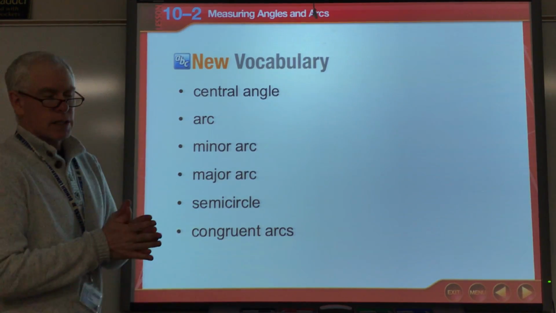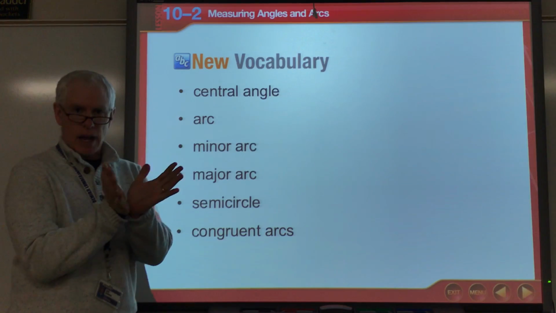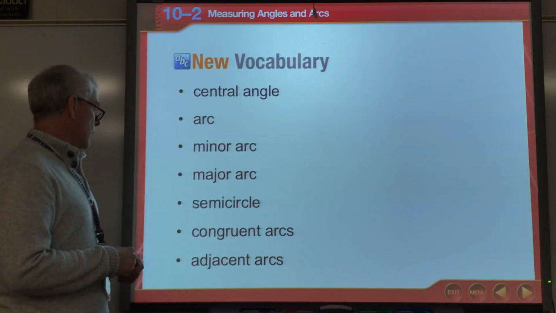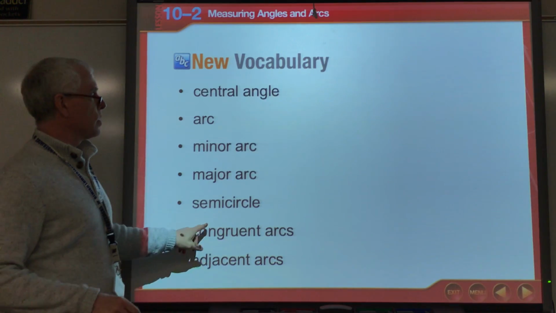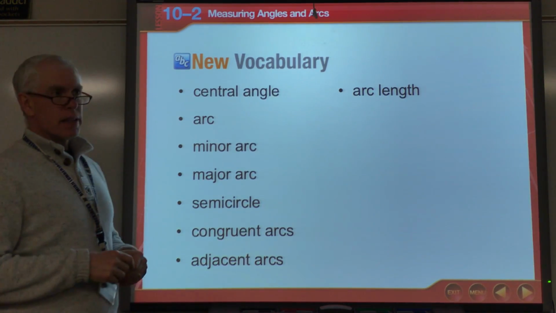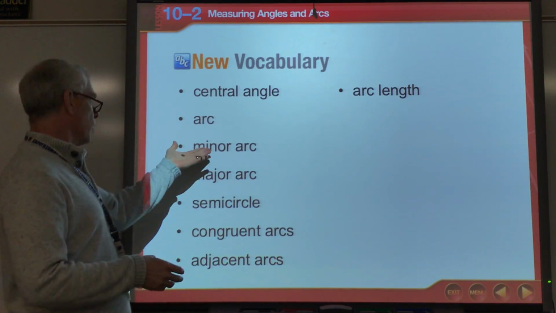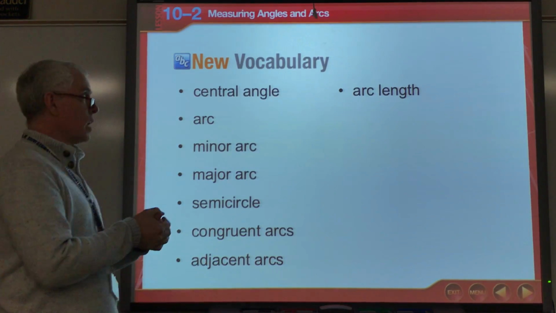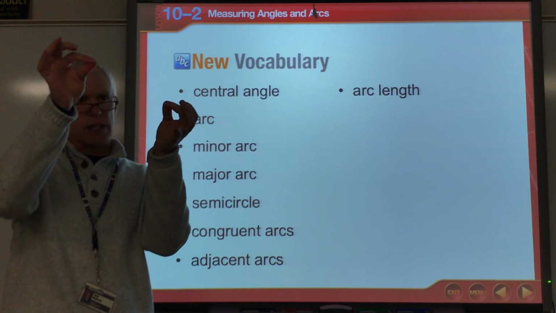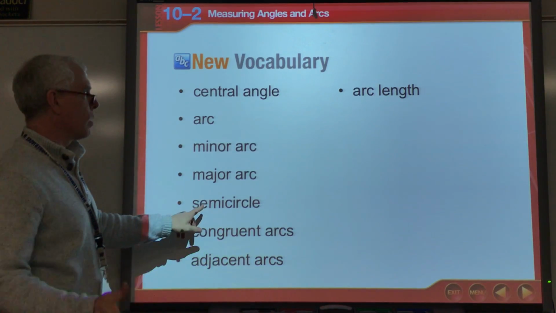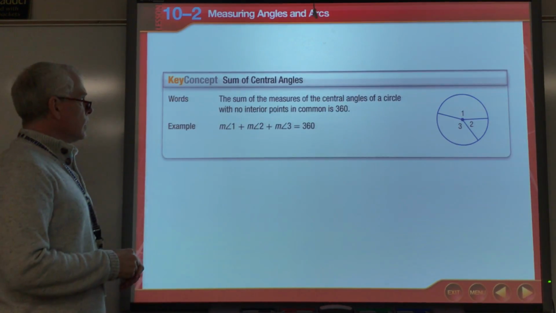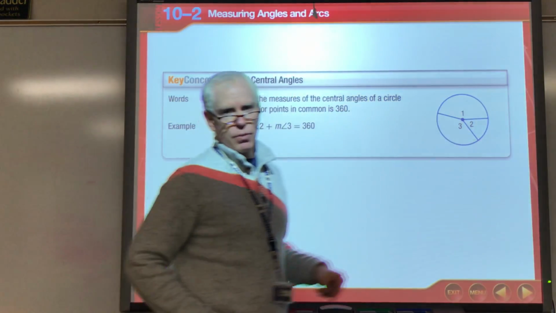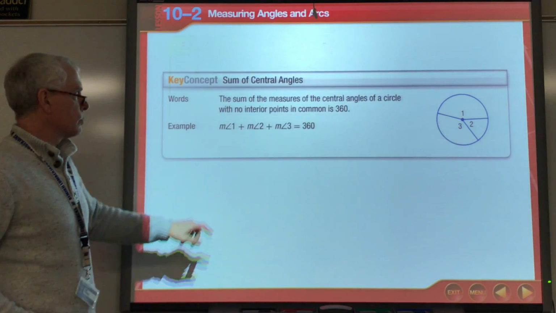Congruent arcs are arcs that have the same central angle in congruent circles, and we'll see that later, okay? Adjacent arcs are ones that are right next to each other. Arc length is the linear length. So you heard me refer to these as less than 180 degrees. We can talk about an arc in degrees. Arc length would be if I took a string and stretched it around the edge. How long would that be? So a fraction of the circumference. So all of the central angles in a circle have to add up to 360 degrees. That's one of the first things we're going to talk about.